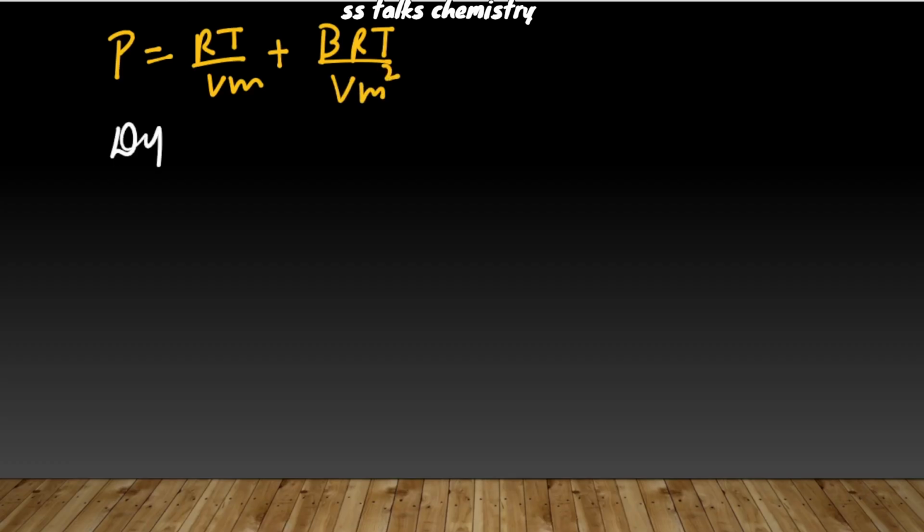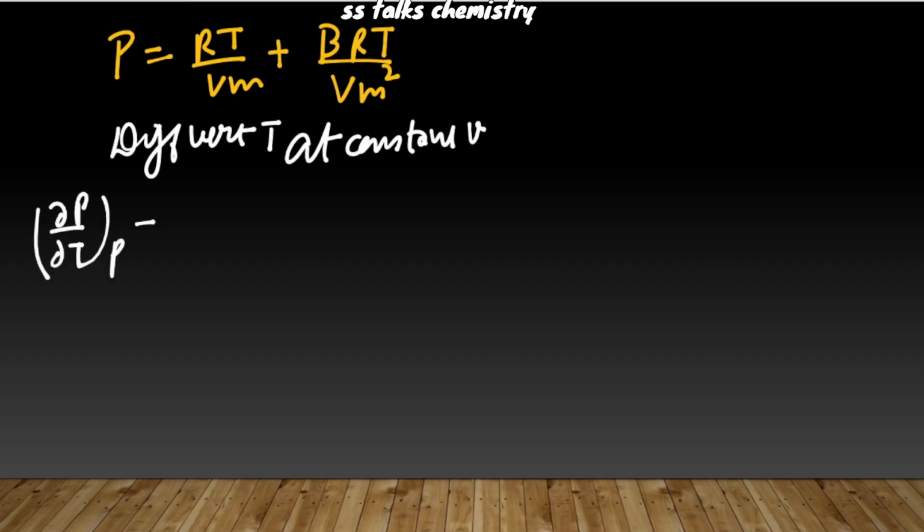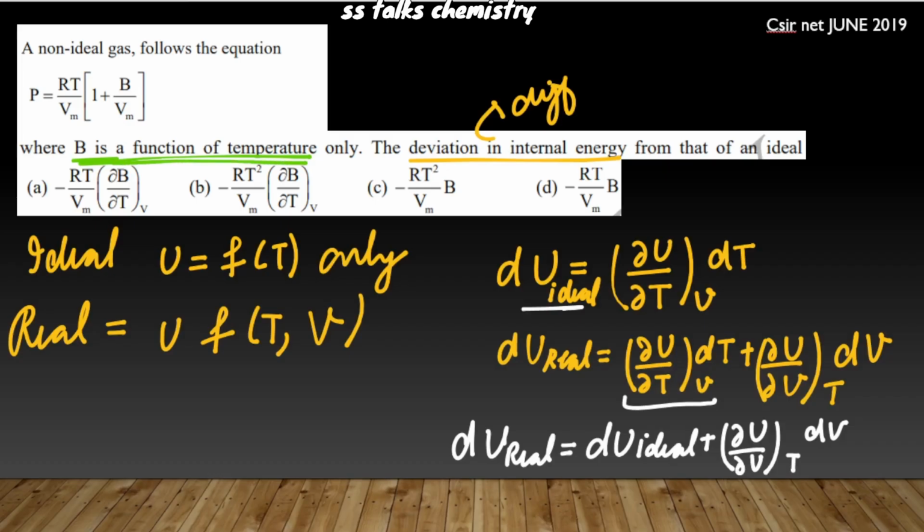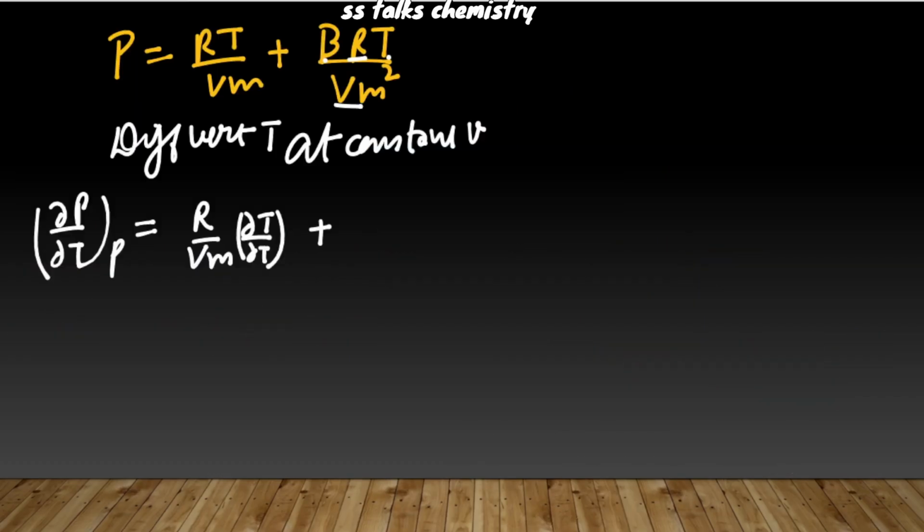Differentiate this with respect to temperature at constant volume. So (∂P/∂T) at constant volume: R and Vm are constant, so they come outside, giving R upon Vm times ∂T/∂T. Plus, in the second term, R and Vm square are constant, but B and T depend on the temperature, because B is given as a function of temperature. So we have to keep this in mind and differentiate B and T.